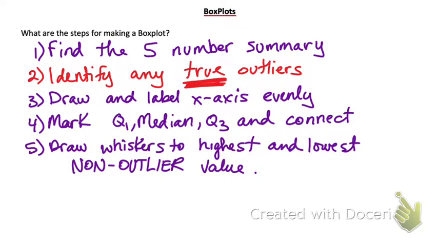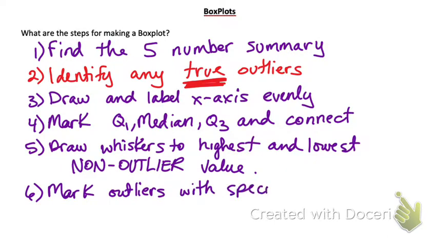And then your final step is mark outliers with a special symbol. Most people use a star or plus sign or a dot. Some people get fancy and use a happy face or something silly like that. And that is how you make a box plot.